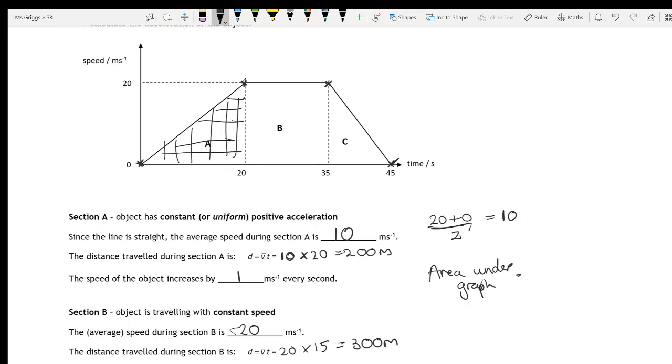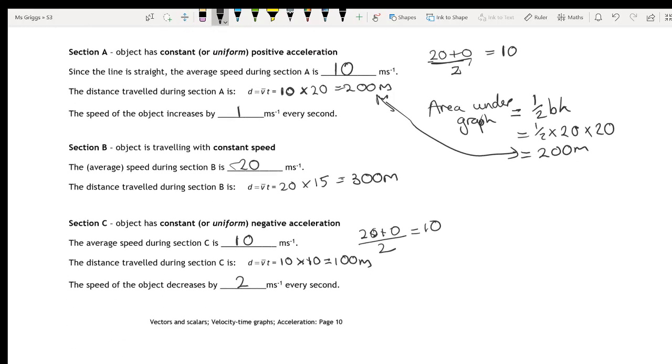So the area under that graph is a triangle. The area of a triangle is half times base times height. So half times 20 times 20, which is 200 meters. So they're the same. You can do that with any speed time graph.